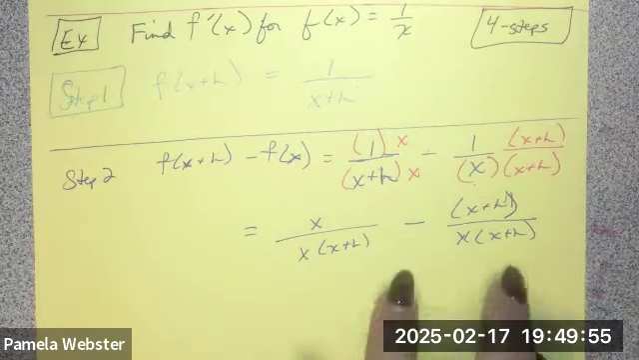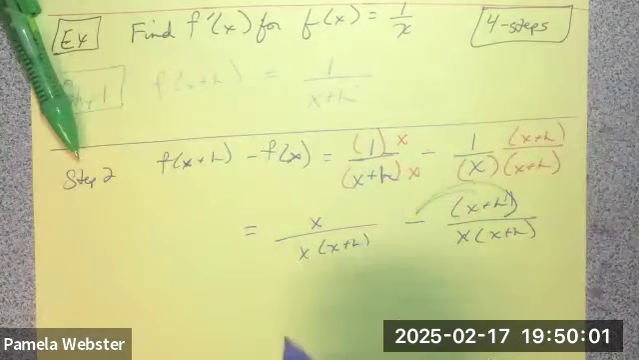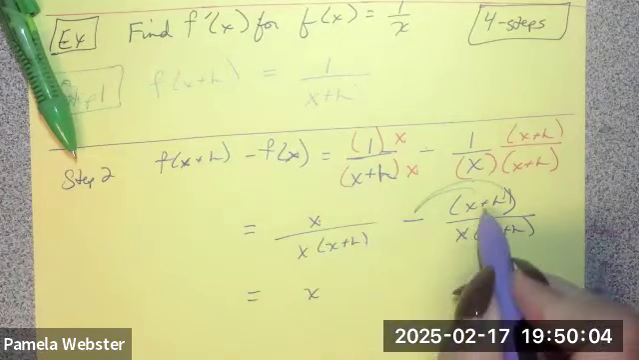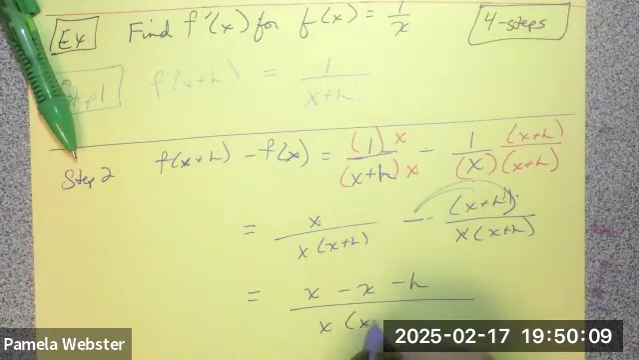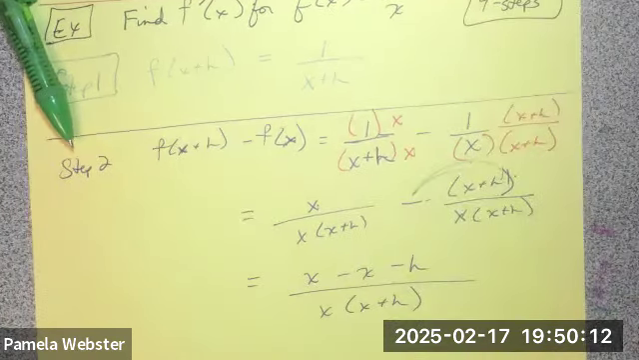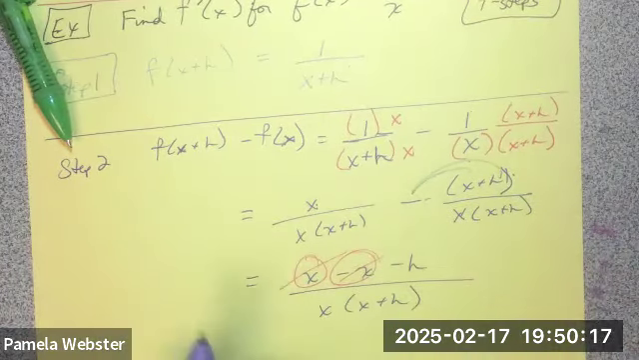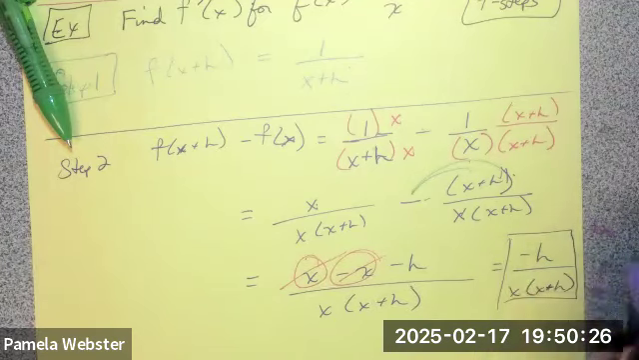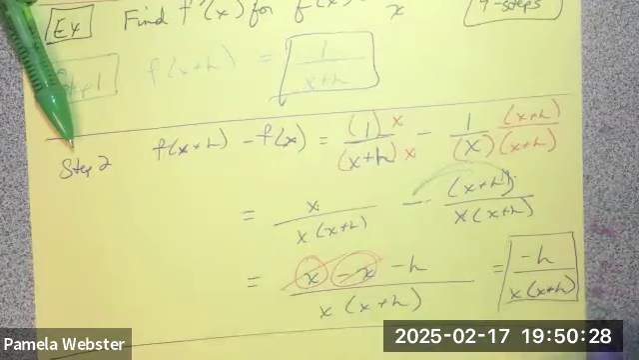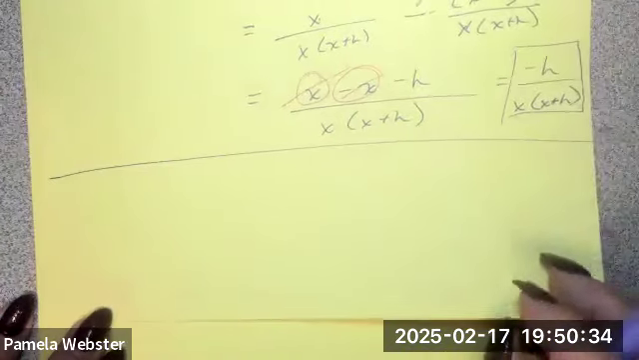So we got the same denominator. We've now got what's going on the top. I need to distribute this negative sign. This is x minus x minus h. Okay. And so now we see, oh, look, those x minus x guys, those go away. This is a negative h over x times x plus h. Okay. That's all right. That's not terrible. Maybe we don't like working with fractions with variables in the denominator, but we can do it.